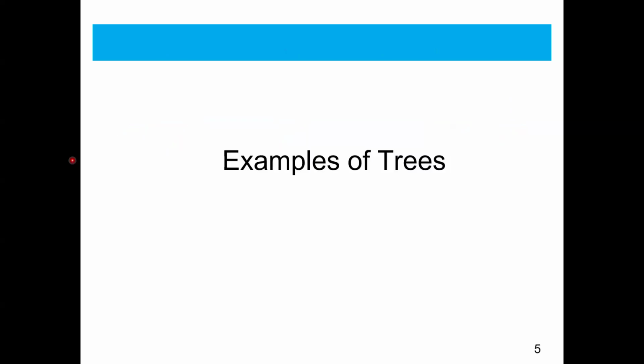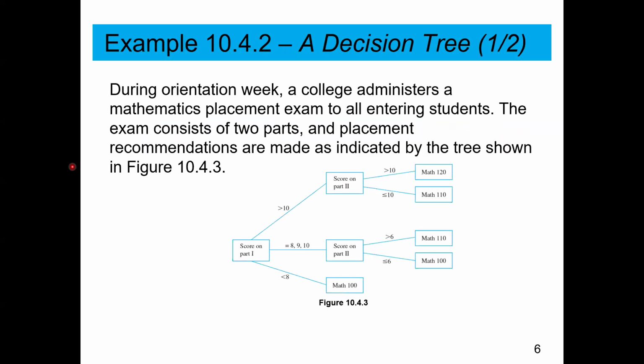So let's talk about some examples of trees that you actually use. One of the common ones, especially if you're doing computer programming, is decision trees. We draw a lot of our computer programs as decision trees or flow charts to show how they flow through the program. A decision tree will help illustrate this idea.